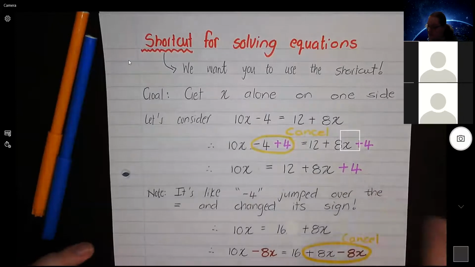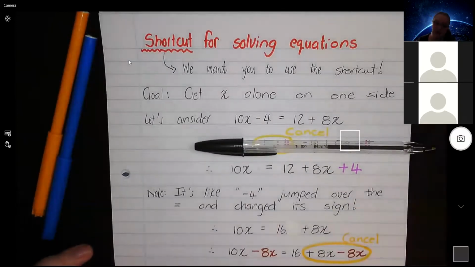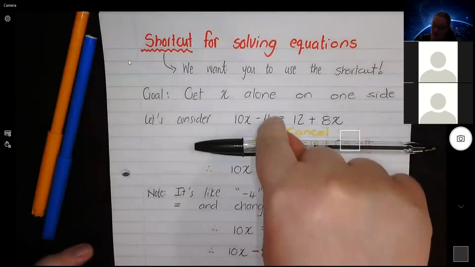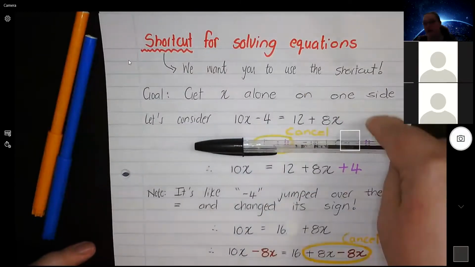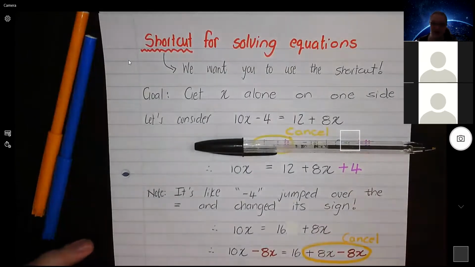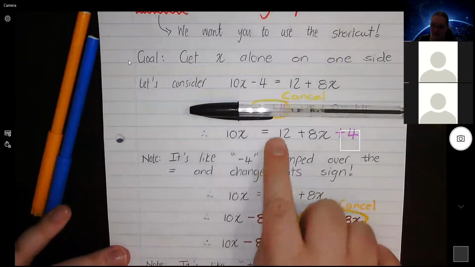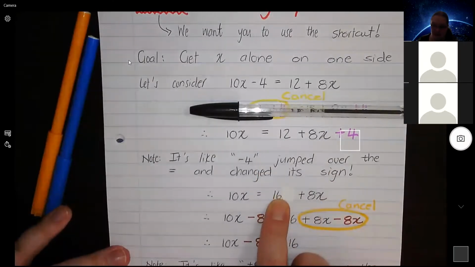Now, if you skip this step, it looks like what happened is we took the negative 4 and we kicked it over and it became plus 4, right? And that is our shortcut, to kick a number over and change its sign. Okay, so now 12 plus 4 gives me 16.